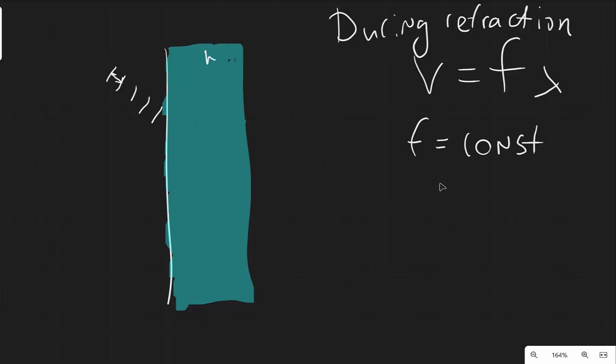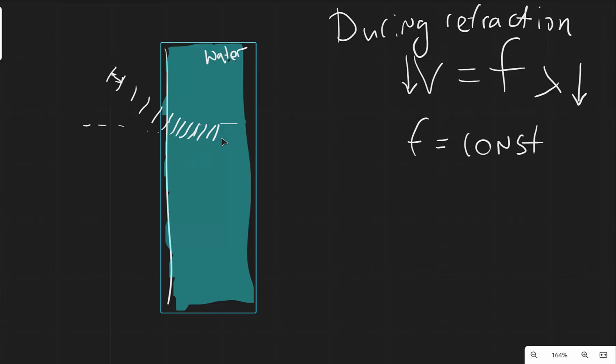For instance, let's say that this here is water, then the speed will go down, so the ray will slow down. If that's the case, the wavelength will also decrease. Now this means that as the ray is going in, its wavelength will become smaller, and we can see that this distance here from one wavefront to the other has decreased within the water, and the whole ray has bent towards the normal.